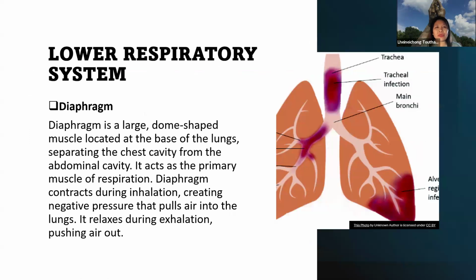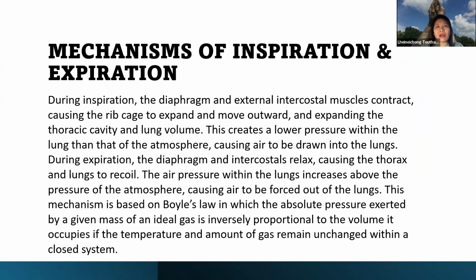And we also have diaphragm, which is a large dome shape muscle located at the base of the lungs. It acts as the primary muscle of respiration. And they contract during inhalation, creating negative pressure that pulls air into the lungs. It relaxes during exhalation, pushing air out.